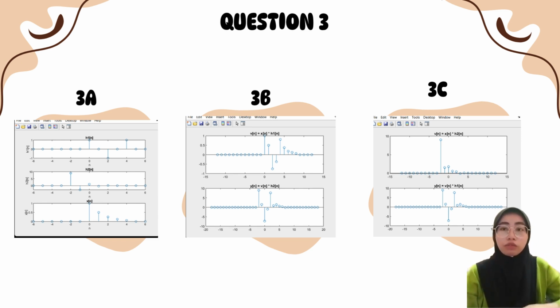Here are the results of the convolution. The first plot shows v[n] and the second shows y[n], the final system output.